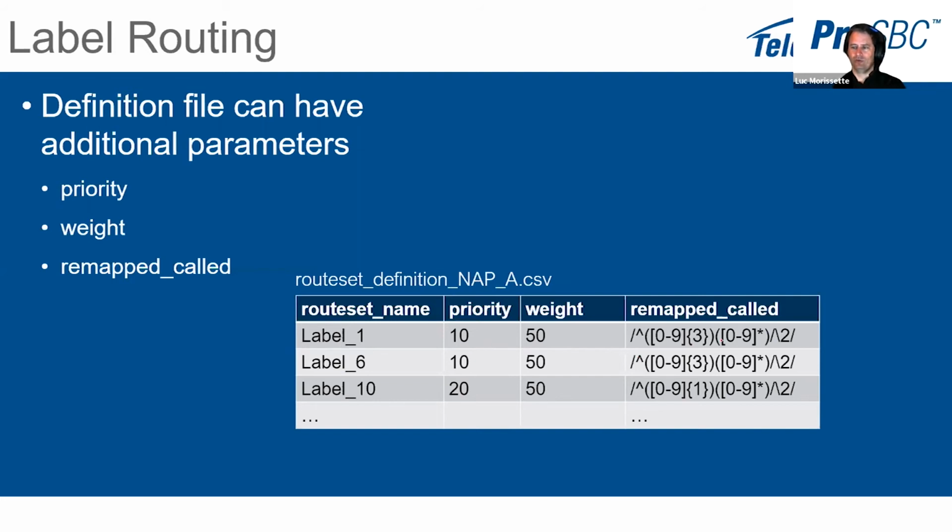Then you can do a remap called, and you can set either a regex or any other examples I've given you this morning. So for example, here, we will remove the first 3 digits. And here we will remove the first digit. All right, so it can be different per label that you use here per network access point.